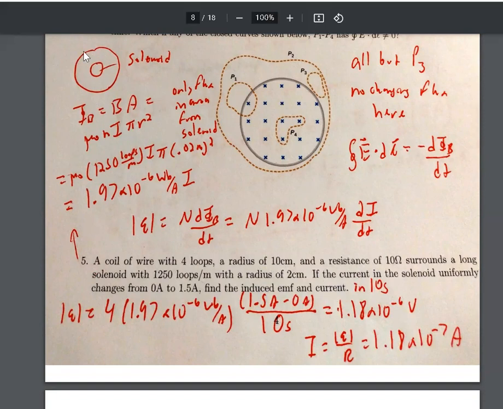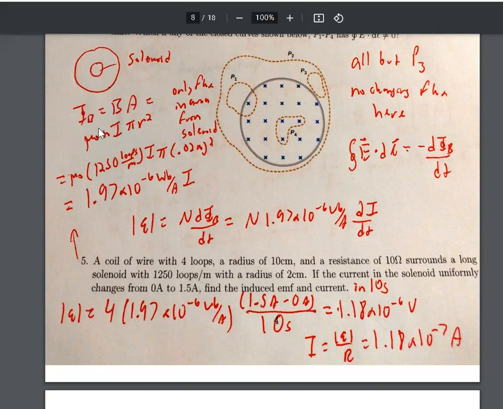Okay. So we have our big loop and it surrounds a solenoid here. And so the solenoid only has a magnetic field that comes through the middle. There's nothing on the outside and it points along the solenoid, depending on the direction of the current. And so our flux is just our magnetic field times our area here.